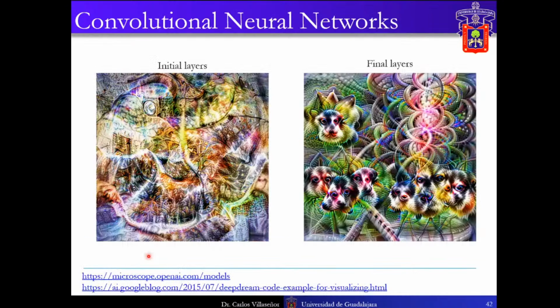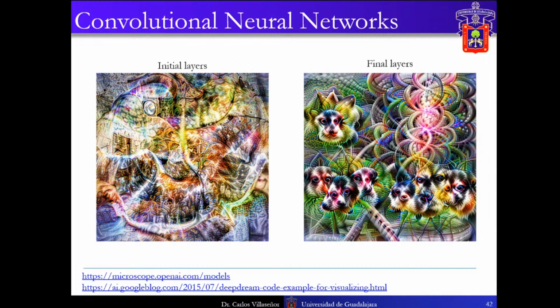So we have some idea right now of what a convolutional neural network learns about the picture. There are many techniques right now. This is a technique called deep dream. This usually is the response for one picture in the initial layers, and this is the response to the same picture for the final layers.